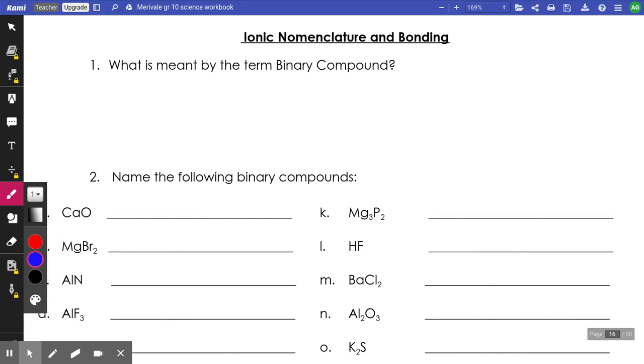Okay, what is meant by the term binary compound? That's easy. It's just 2 elements.